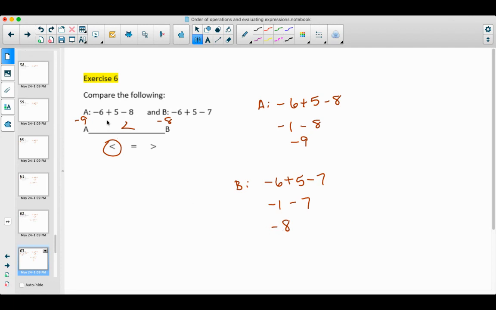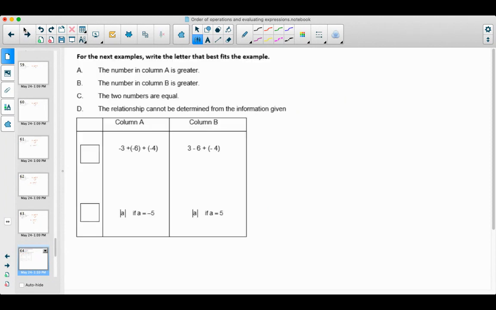This is very similar. And again, this is absolutely something you're going to see on tests. So watch how I go through this. For the first example, write the letter that best fits the example. So we're going to evaluate these and then decide what letter to plug in there. Okay. Going from left to right, I have negative 3 plus a negative 6, which gives me negative 9. And then negative 9 minus 4 is negative 13. So I have a negative 13 here. Then I have a positive 3 minus 6, which gives me negative 3. Negative 3 minus 4 is negative 7. So I have a negative 7 here.